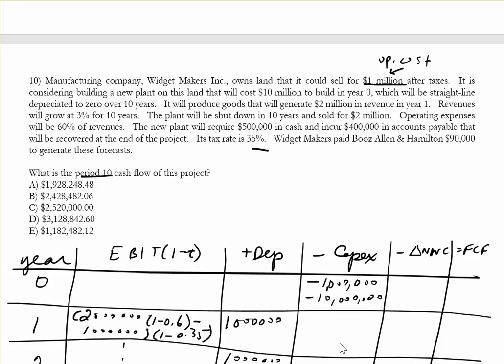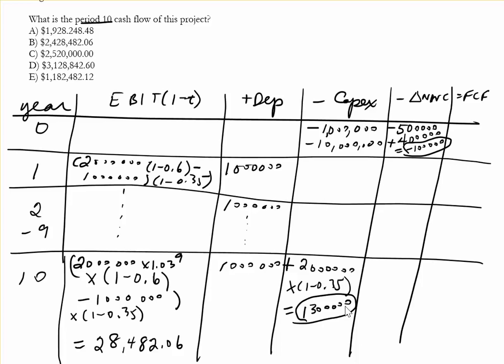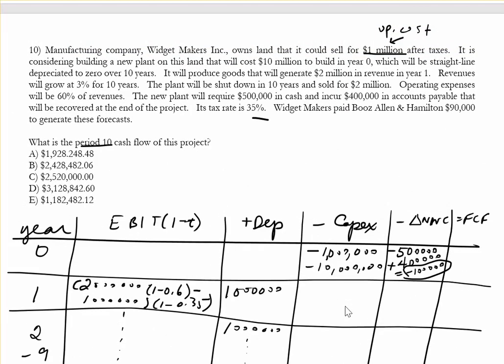Alright, continuing in the information, it says the new operating plant will require $500,000 in cash. That's in addition to net working capital, because that's in addition to current assets, but then the addition of $400,000 in accounts payable increases the current liabilities. So the change to net working capital is $100,000, which has a negative impact, and the problem tells us that it will be recovered. So it will be recovered at the end of the project.